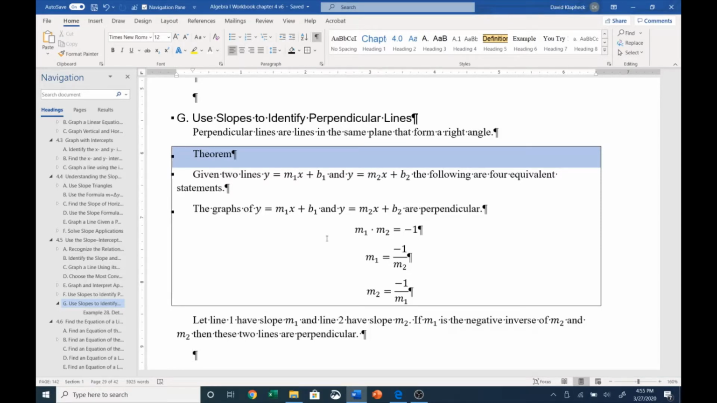Theorem. Given two lines y equals m1x plus b1 and y equals m2x plus b2, here the subscripts are telling us that the m's are different from each other and so are the b's. Given these two lines, the following are four equivalent statements. Their graphs are perpendicular. m1 times m2 equals -1. m1 is the negative reciprocal of m2. m2 is the negative reciprocal of m1.